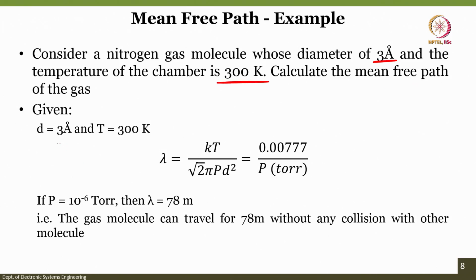Now if you have 3 angstrom, which is d, and T equals 300 Kelvin, we know the formula lambda equals kT by under root of 2 pi P d squared, and we put the values. Then we can say that for P equals 10 raised to power minus 6, lambda would be 78 meters. The gas molecule can travel for 78 meters without any collision with other molecules if your P equals 10 power minus 6, the gas molecule diameter is 3 angstrom, and the temperature of the chamber is 300 Kelvin. So, this is how the lambda is calculated.